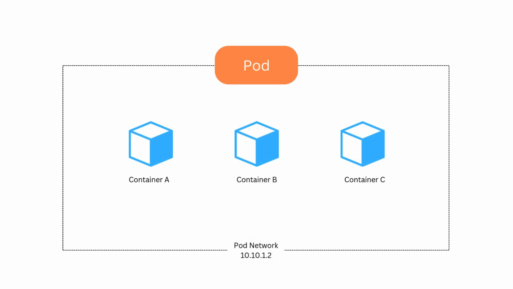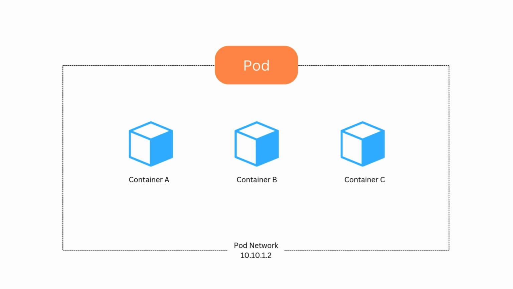Let's deploy our first pod today. A pod is the smallest deployable unit in Kubernetes and represents one or more containers that share the same network and storage. Pods are designed to run a single instance of an application or a tightly coupled group of applications.